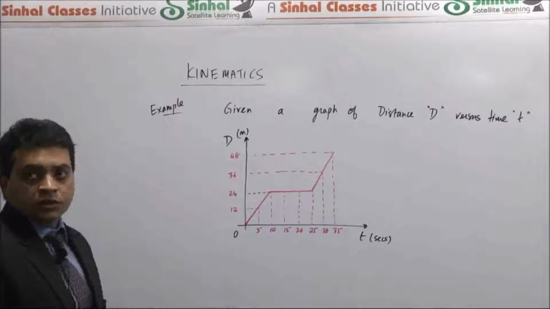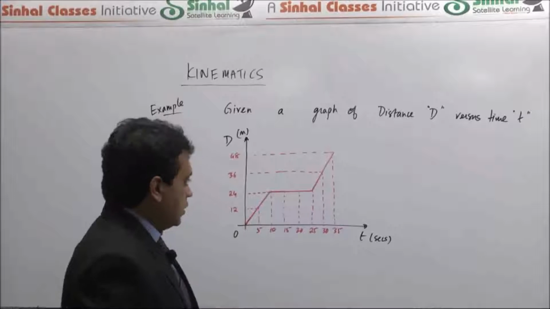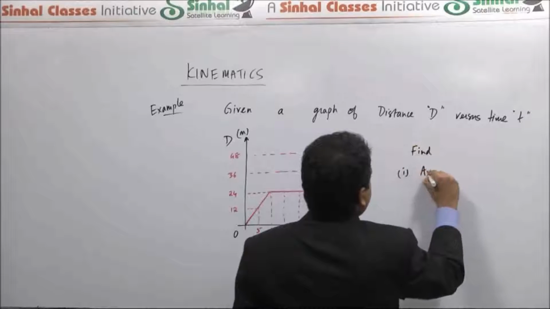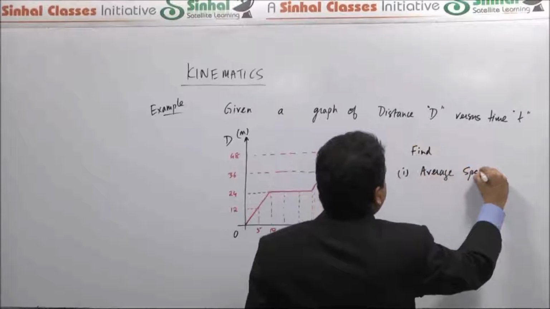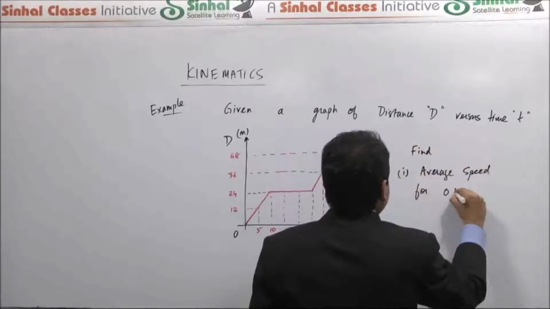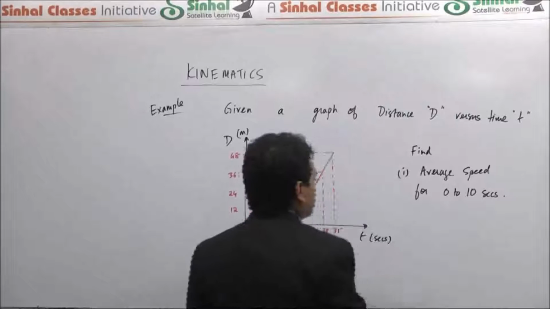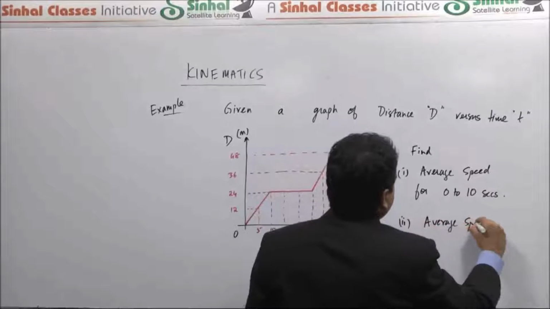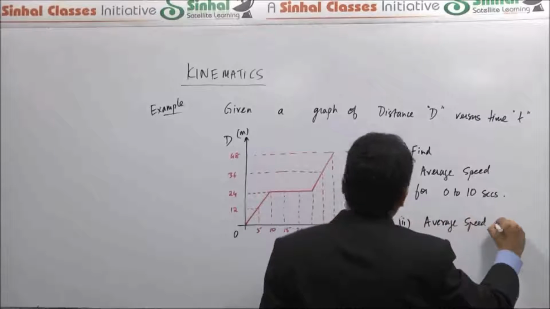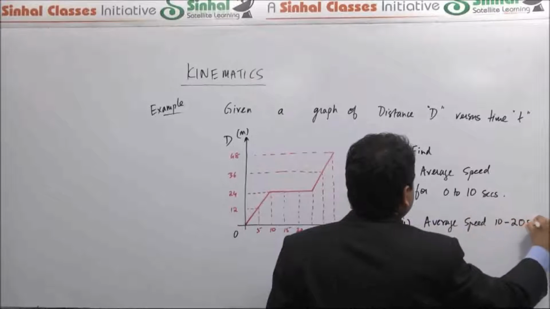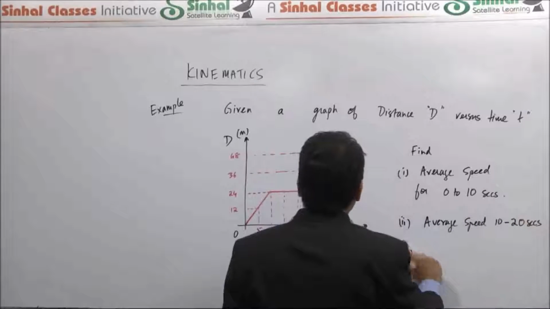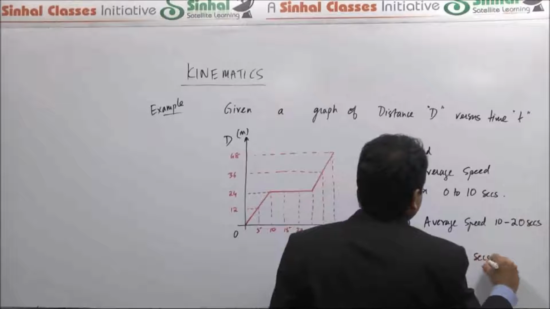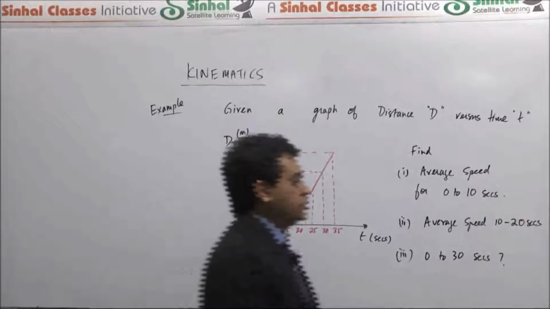Alright. So suppose given this graph we want to find out the average speed for 0 to 10 seconds, then 0 to 20 seconds, and let's say 0 to 30 seconds. Again, we want to find out the average speed in each of these cases.